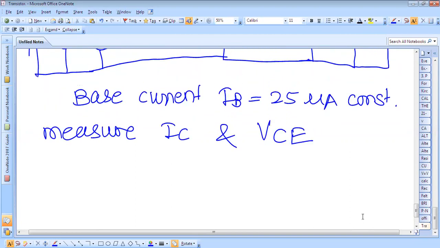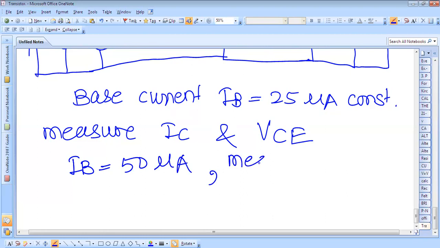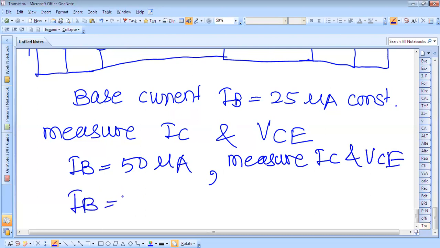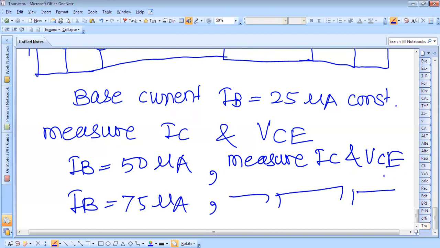When you get this, again we vary this base current, for suppose 50 microampere, and again measure IC and VCE. Again by changing this base current and keeping it constant at 75 microampere, again measure the collector current and the collector to emitter voltage.